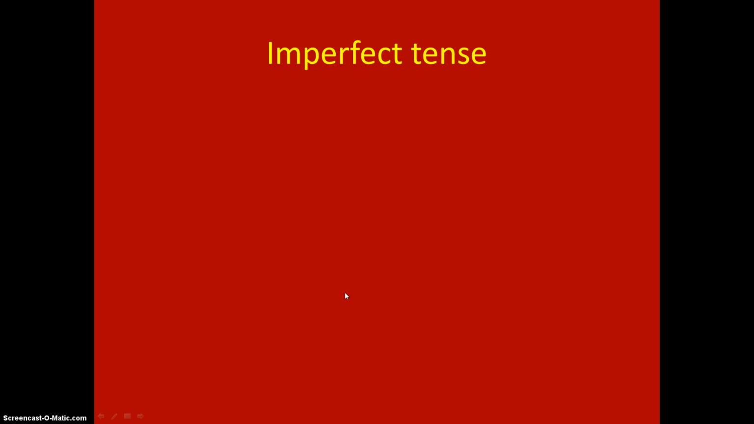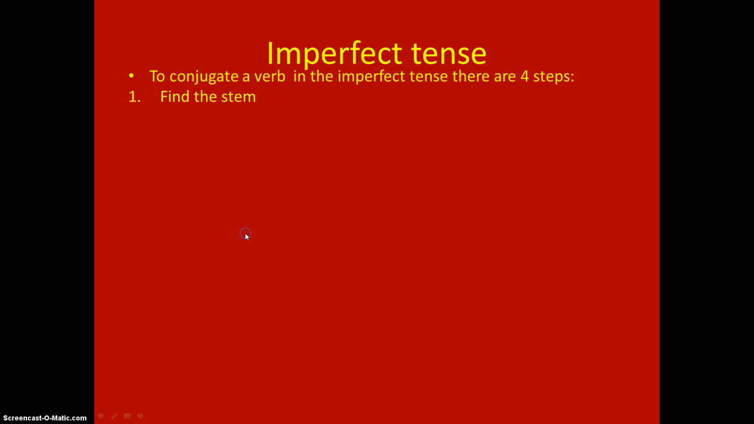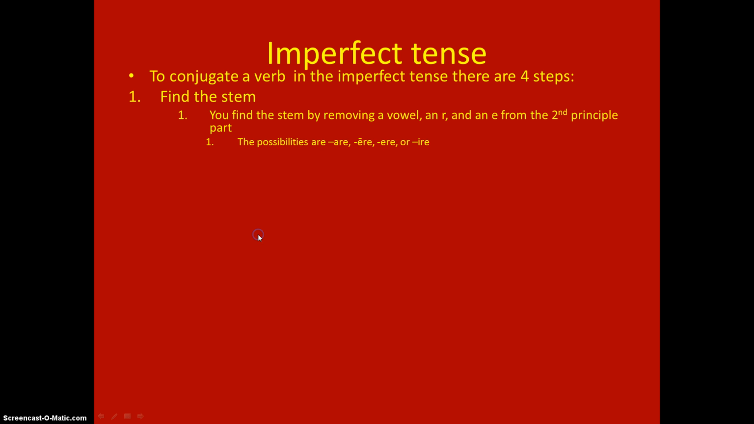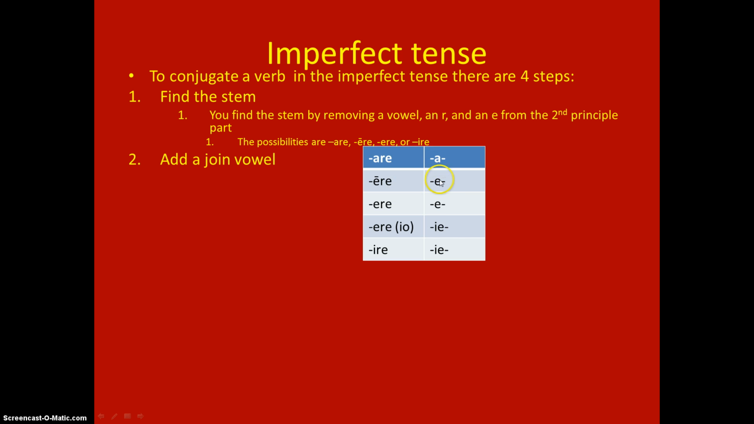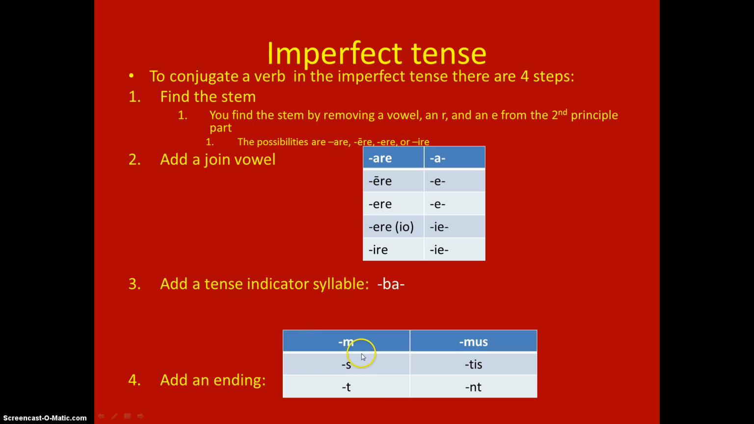All right, so the imperfect tense. Very similar to present tense, just a few minor differences. There's 4 steps instead of 3. Define the stem. It's exactly the same as the present tense. We add a join vowel. These are slightly different. They're a, e, e, i, e, i, e. Here's the big difference. We add a tense indicator, ba. That's going to tell us that we're in the imperfect. And then our endings are also a tiny bit different: m, s, t, mus, tis, nt.